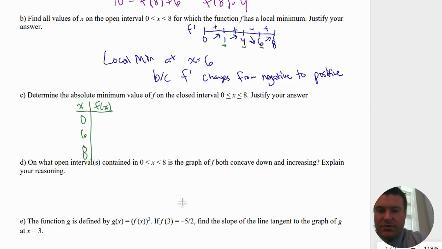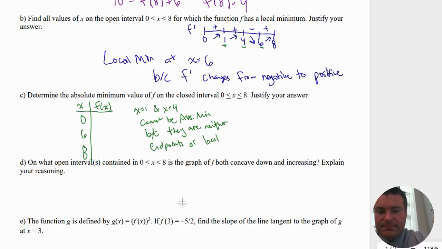Okay? So x equals 1 and 4. Right, x equals 1 and x equals 4 cannot be absolute mins because they are neither endpoints or local mins. Okay, so I talked about them.